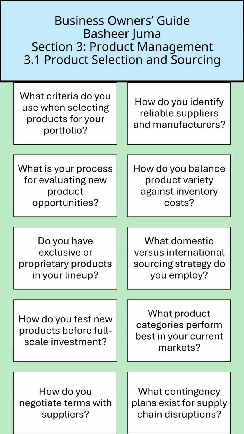What criteria do you use when selecting products for your portfolio? How do you identify reliable suppliers and manufacturers? What is your process for evaluating new product opportunities? How do you balance product variety against inventory costs? Do you have exclusive or proprietary products in your lineup?